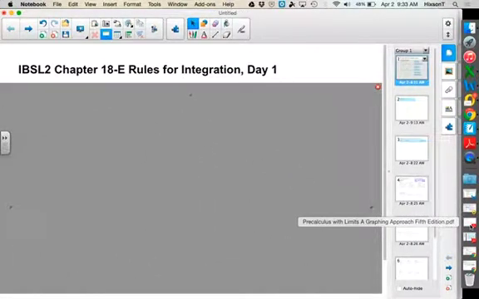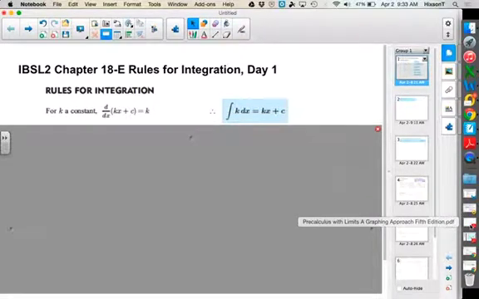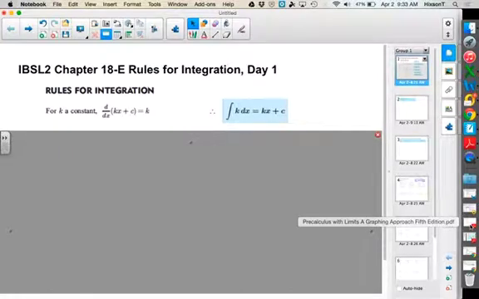So let's take a look at a summary of the rules for integration. This actually covers the specific rules that you'll need to be able to use and know for your IB exam. But we have, first of all, the integral of a constant. Okay? The integral of a constant. And they're showing you to the left here, using the derivative, how we can come up with this rule.